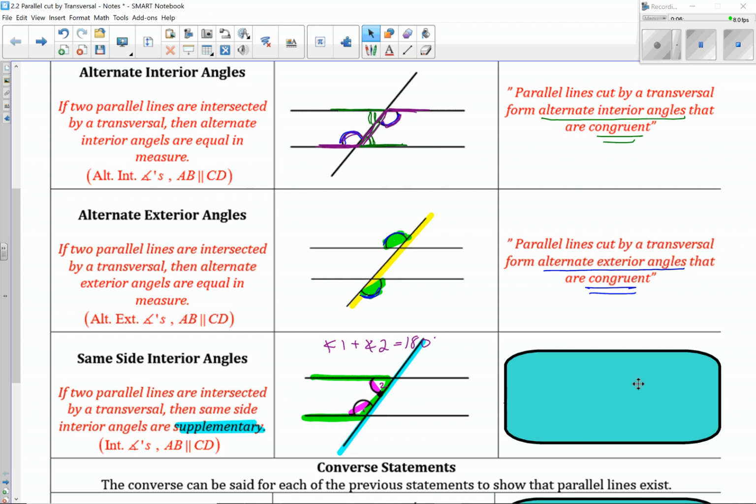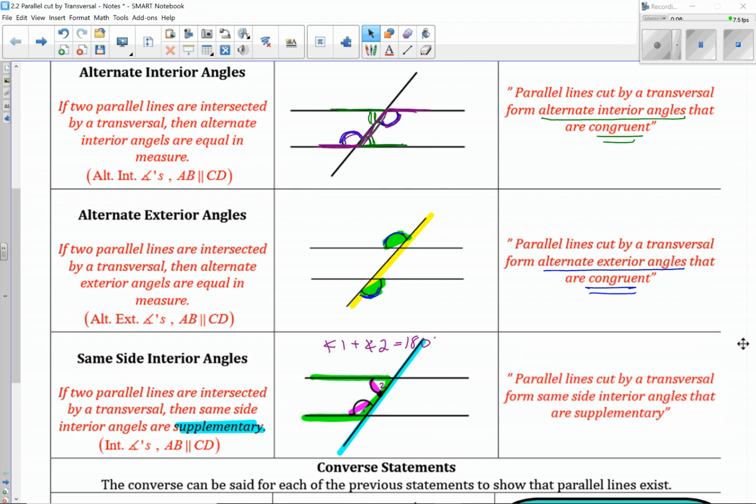Right? And if we were writing this specifically in a proof, you're just going to say parallel lines cut by a transversal form. Again, in this case, we have a new statement, same side interior angles, and instead of being congruent, they're going to be supplementary. And that would be how we would describe that.